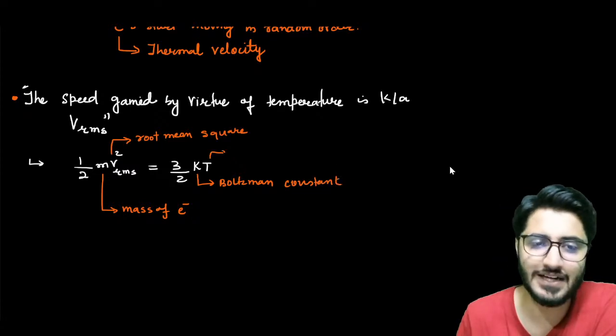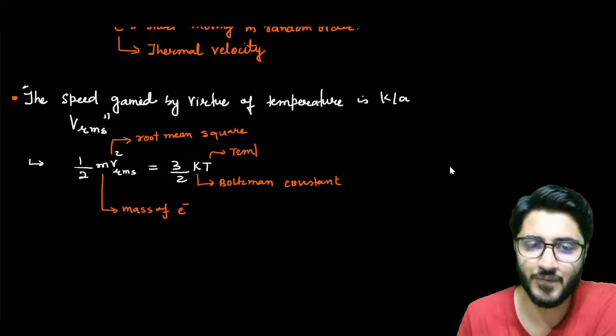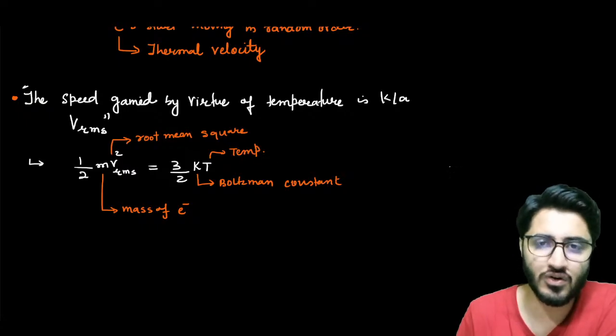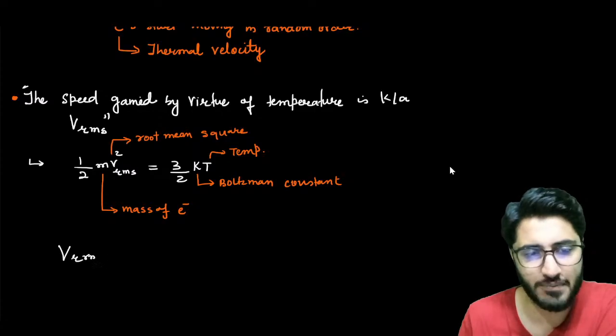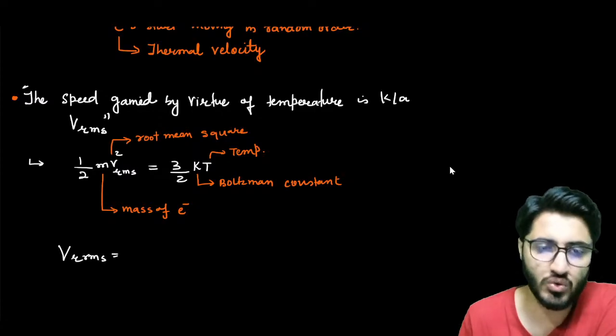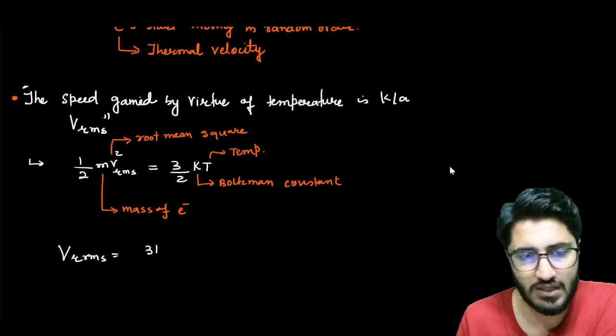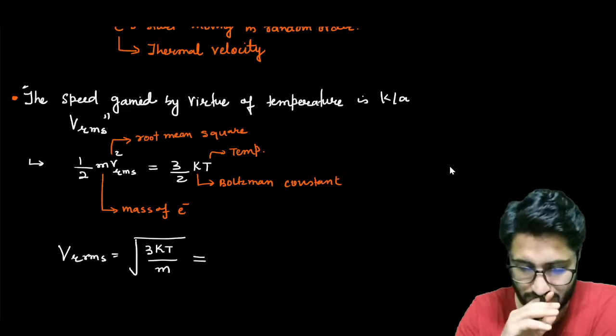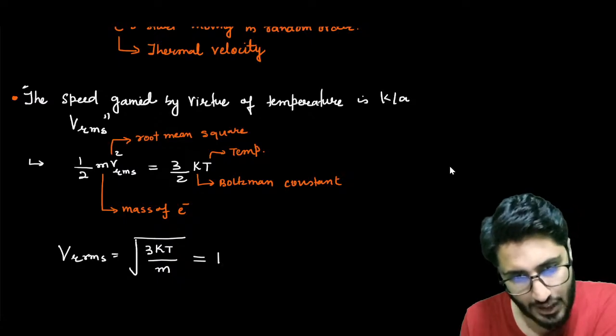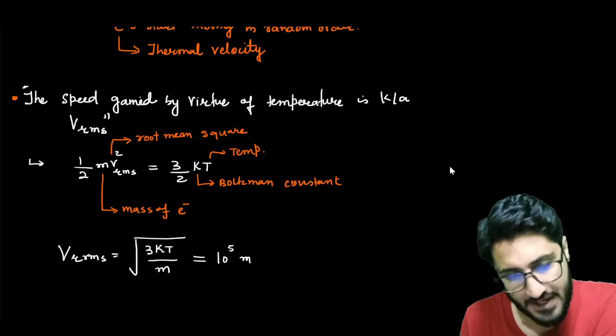What is T? Temperature. Done. So we will get now the speed. So VRMS will be equals to, 2 cancels out, 3kT under root of m, right, like this. If we place the values, my answer would be 10 to power 5 meters per second.